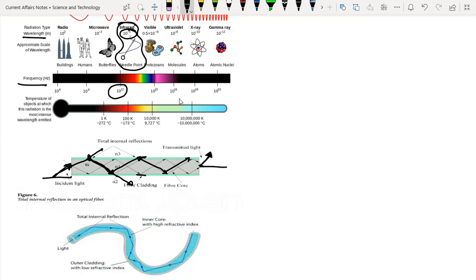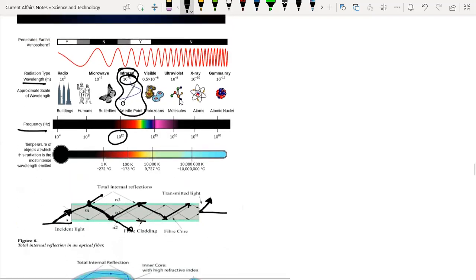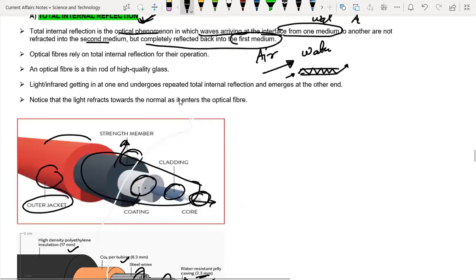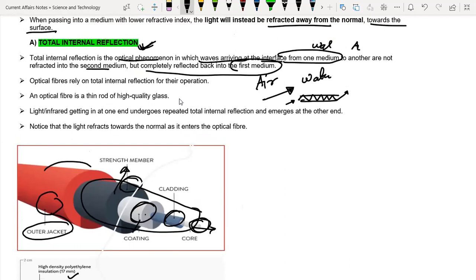So this plays a very significant role in understanding and in communication, because through this method we get high bandwidth and good quality internet service. Optical fiber relies on total internal reflection in its operation, as I told you earlier. And optical fiber is a thin rod of high quality glass. I told you it is made of glass or plastic, and it is very thin.